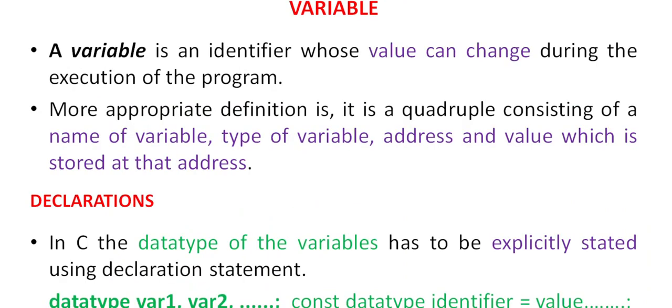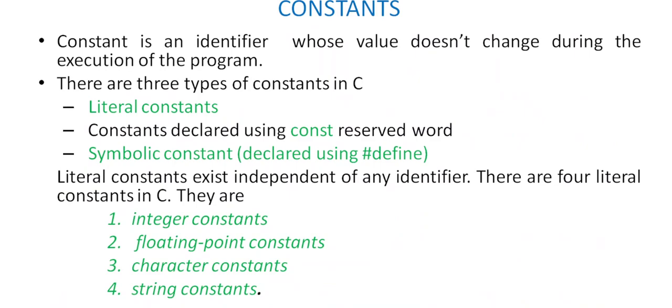If you have 9, you cannot change the 9; 9 remains the same. 12.5 remains the same. Character A remains the same. CHENNA is a string, and it remains the same. You cannot change it.